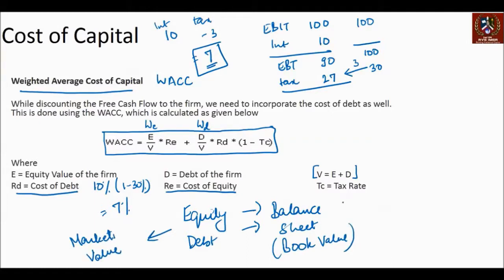Remember, book value for equity is equal to share capital plus reserves and surplus, right? That's the book value for equity. And debt is essentially debt. Market value for equity is the market capitalization, right? Now, usually, because debt does not get traded, market value of debt is the same as book value of debt. If debt gets traded, then you can find the market value of debt separately. But otherwise, for all practical purposes, market value of debt is the same as book value of debt.